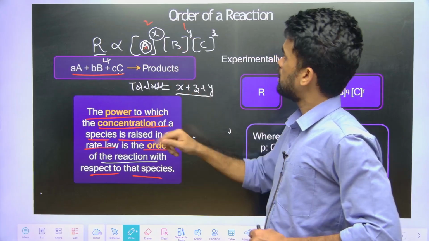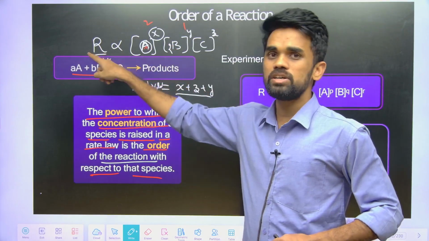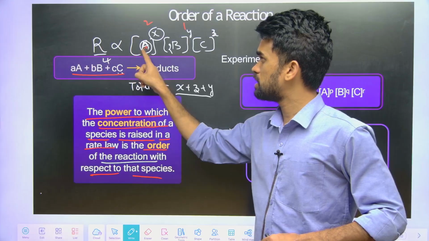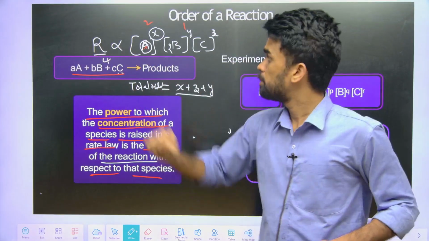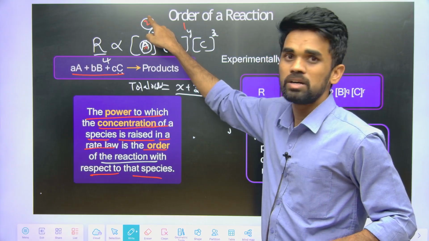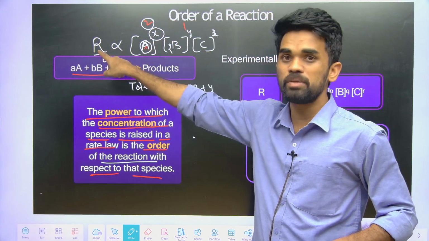And for B, if I increase the concentration of B 2 times, our rate also increases 2 times. But here if I increase the concentration of A 2 times, rate increases 4 times. Why? Because this power 2 is there now. So that's why 2 to the power 2 means 4 it becomes, no? That's why rate is becoming 4 times.